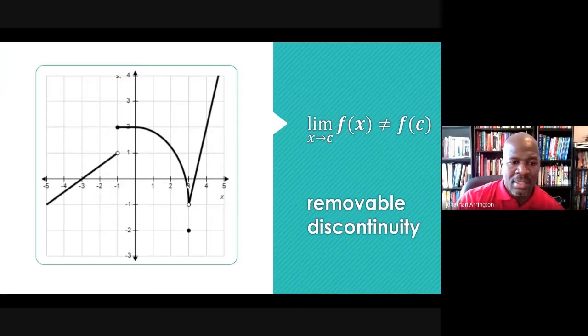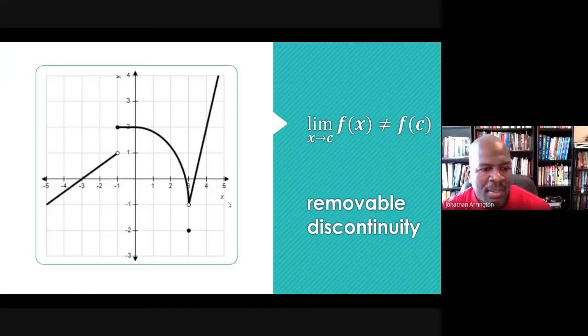And the limit actually exists. The limit of f of x as x goes to 3 is -1. But the limit and f of 3 do not equal, so it can't be continuous. So this is a removable discontinuity. Again, anytime you see the little point missing, that's going to be a removable discontinuity. Let me be a little more specific, because you can say at x equals -1, there's a little point missing.